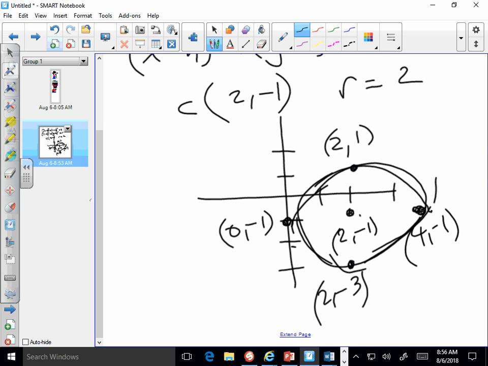And I don't get something that looks like a circle. I get a football because I was really sucky when I drew my scale. My scale isn't the same on both axes. But I don't really care about that because I've labeled all those points. Any questions about graphing the circle and what information we need for that?